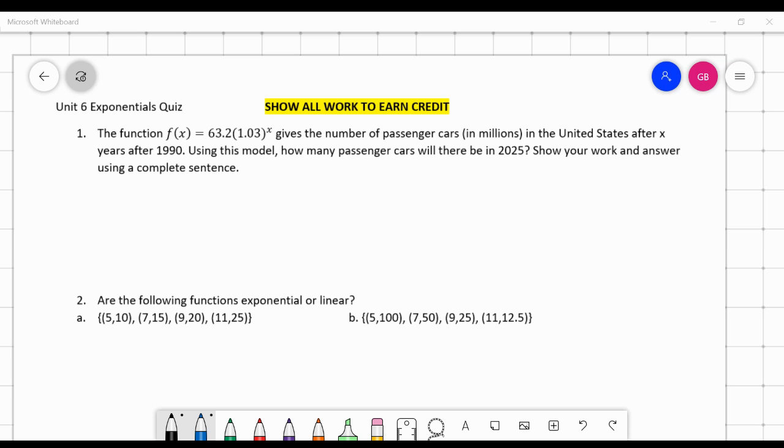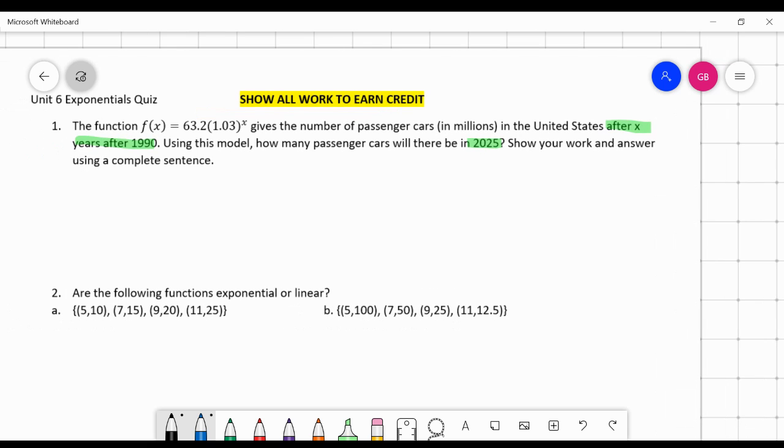Okay, so first I need to figure out which x value to plug in. So here we could see that x is x years after 1990, and we want to know how many cars there will be in the year 2025. So the number of years from 1990 to 2025 is 35. So we're going to substitute 35 into the function.